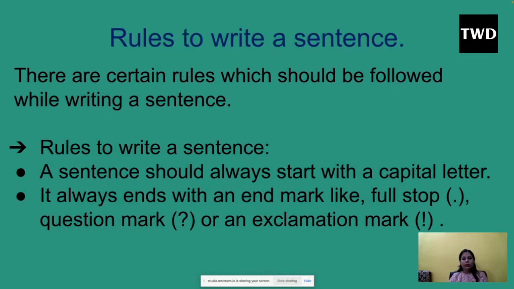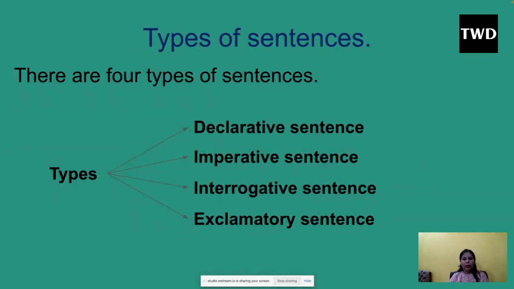Then it always ends with a full stop, question mark, or an exclamatory mark. It depends on the type of sentence. If it is a question, it needs to end with a question mark. If it is a normal statement, it needs to end with a full stop. And if it is a sentence which is expressing your feeling or your excitement, in that case we call it an exclamatory sentence, and that ends with an exclamatory mark. So we have different kinds of sentences: declarative sentence, imperative sentence, interrogative sentence, exclamatory sentence.